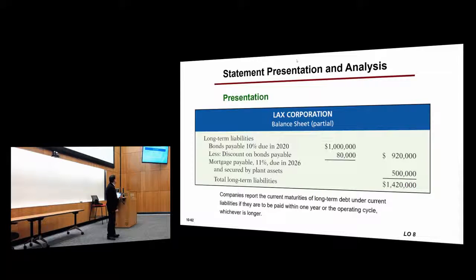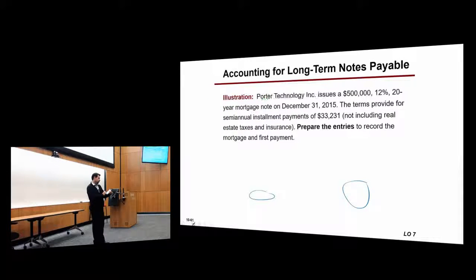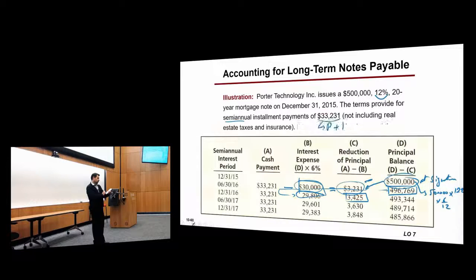Now, we were talking about liabilities. Last time we stopped here where we were talking about long-term notes payable, and we learned how to calculate both interest expense and how to calculate the reduction in principal. The payment is always the same. What changes is the composition, basically the part of each component.